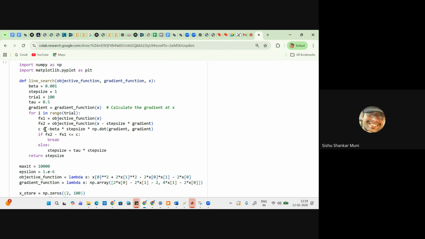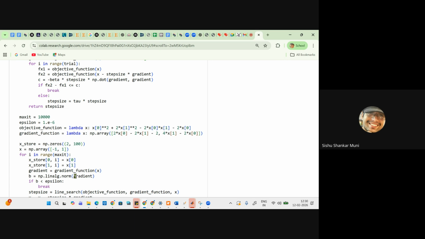Because c has the step size in it. Step size I have taken to be 1, but here it is scaled. So if fx2 minus fx1 is less than or equal to c, that means the Armijo condition is satisfied. If it is satisfied, good, break and continue with the gradient descent. If it is not satisfied, change the step size by multiplying by tau. Other things are the same as gradient descent as per the above code.